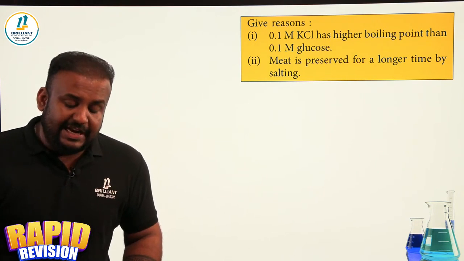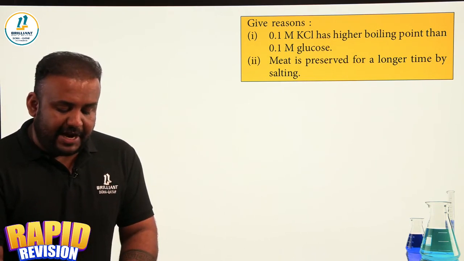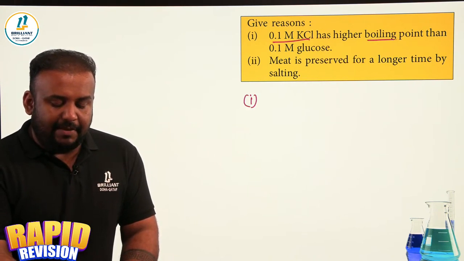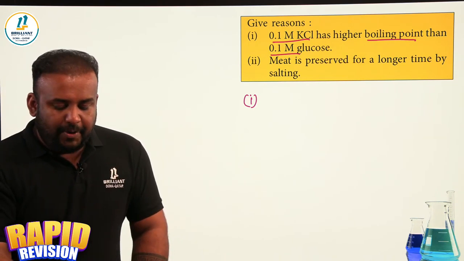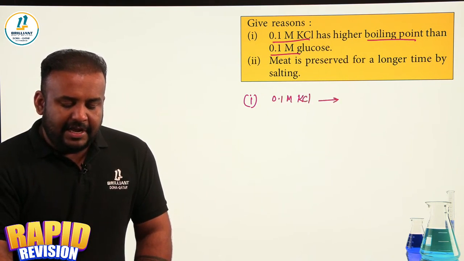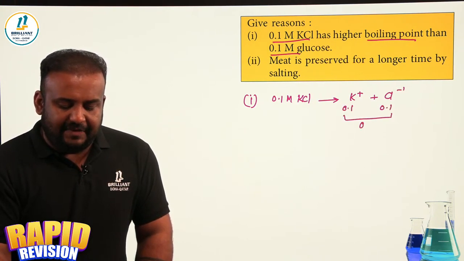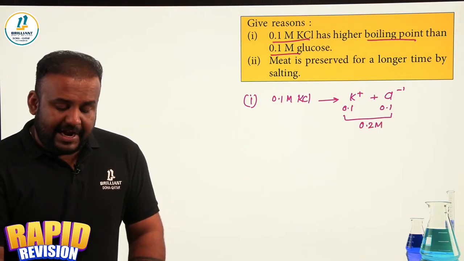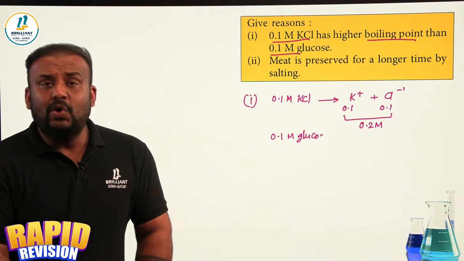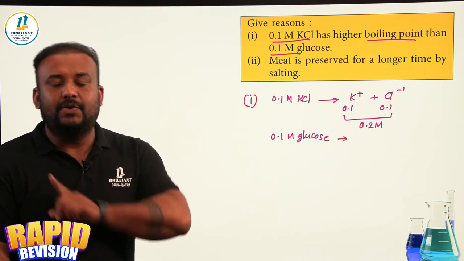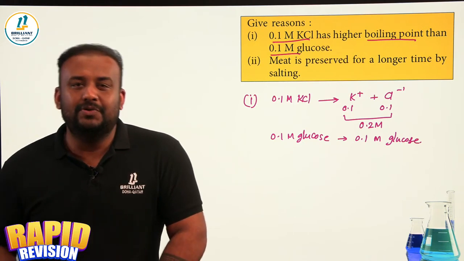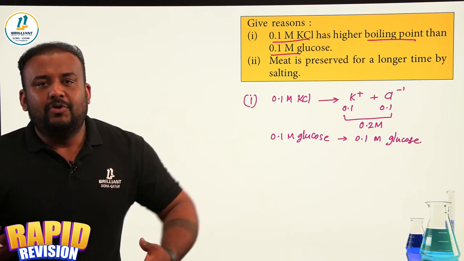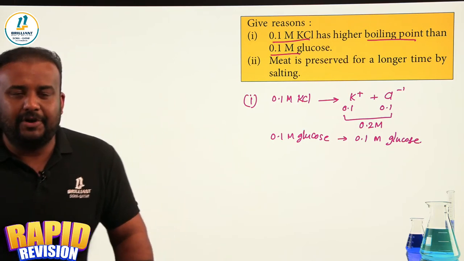0.1 molar KCl has higher boiling point than 0.1 molar glucose. Come on, fast. Why is KCl 0.1 molar has a higher boiling point than 0.1 molar glucose? Elevation in boiling point is a colligative property. You put 0.1 molar KCl in water, what will happen? It will ionize to form K plus and Cl minus. So there will be 0.1 K plus and 0.1 Cl minus. Effectively, there will be 0.2 molar. Whereas, if you take 0.1 molar glucose, is glucose an electrolyte? No, it's a non-electrolyte. So it will not ionize. So you will effectively have 0.1 molar glucose only in the solution. So more the number of moles coming, more will be the elevation in boiling point. Is that clear to everyone?